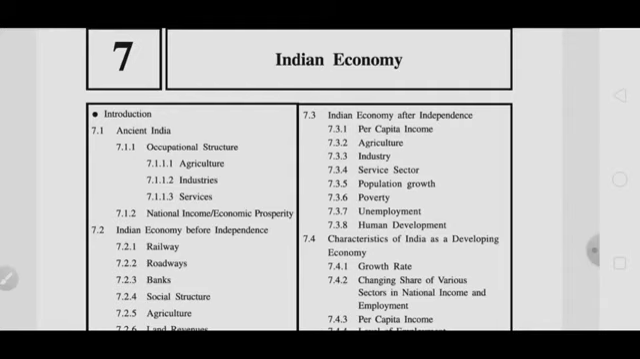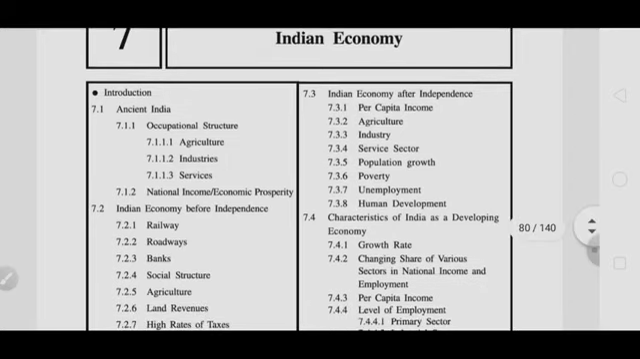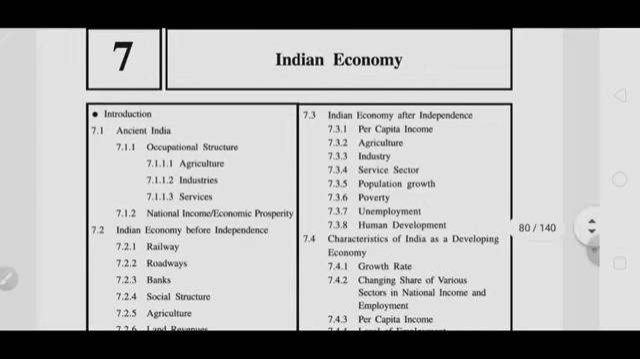And the next one is chapter number 7. Here chapter number 7 basically relates to history, but the main aim of this chapter is focusing on economic aspects. So first of all, this chapter is divided into 3 parts, that is ancient India, then Indian economy before independence and Indian economy after independence. And the fourth point, which is a separate point, is the characteristics of India as a developing economy.